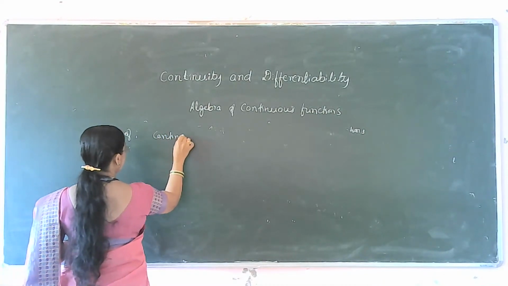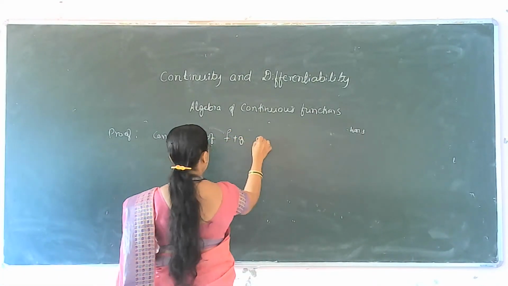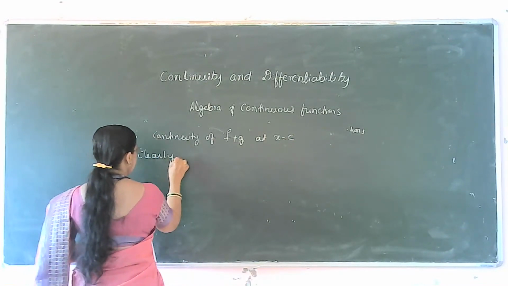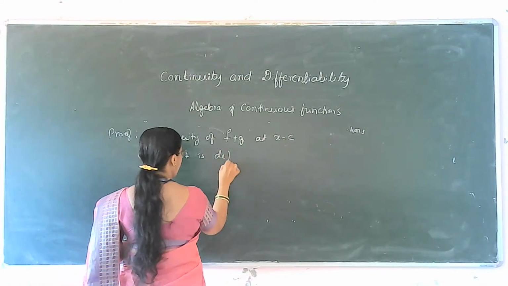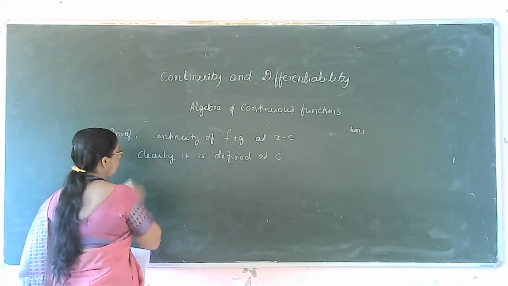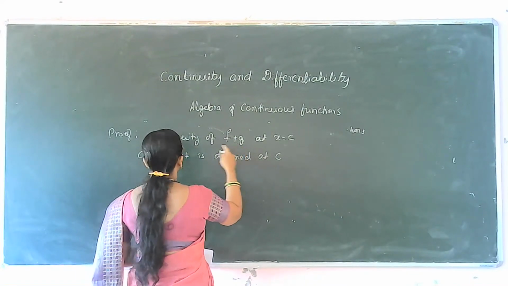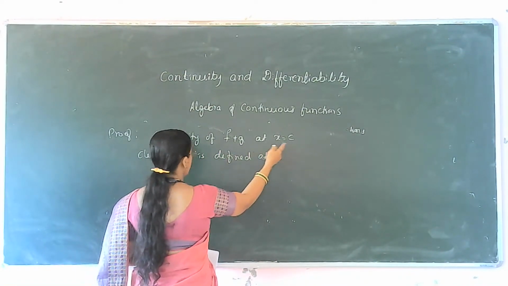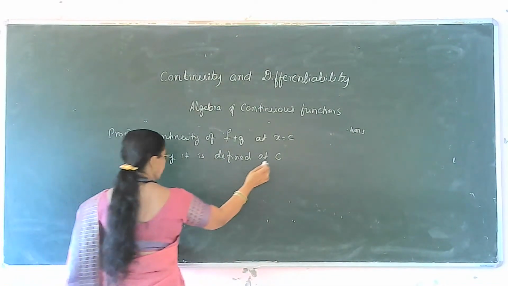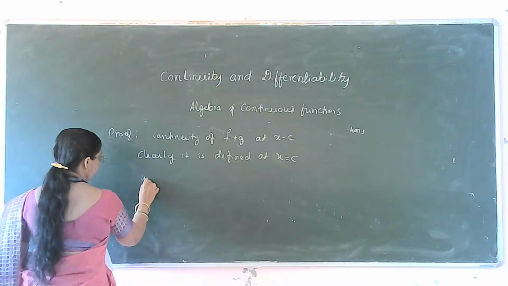Continuity of f plus g at x equal to c. Clearly, it is defined at c. Then only can we find the continuity. Taking f plus g at x equal to c, clearly it is defined at c.